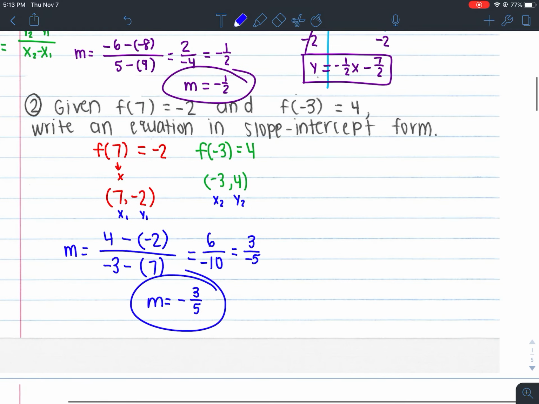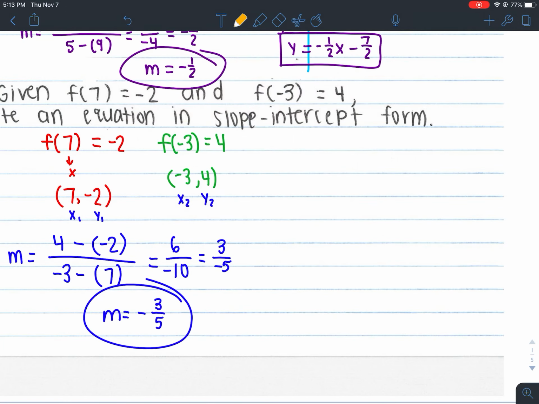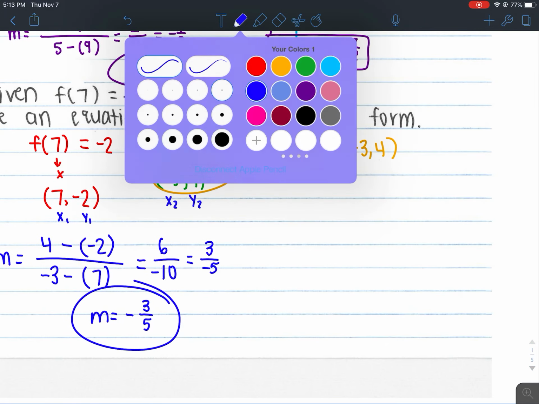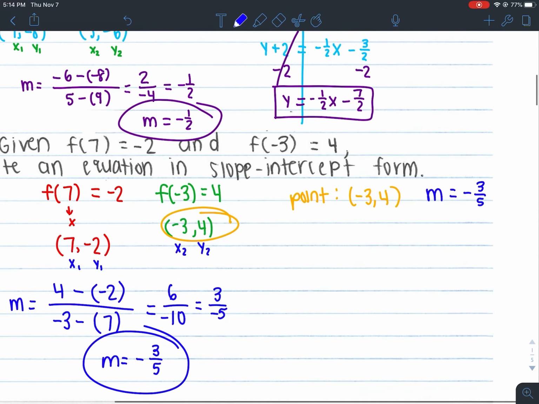But this is not my answer, just part of my answer. We've done half the work. Now we've got to do the other half, which is actually put it in slope-intercept form. Well, let's pick a point. Doesn't matter what point we choose. Let's pick the point negative 3, 4. And then we're going to use our slope of negative 3 over 5. So again, we need point-slope form, and the reason we have to do point-slope form is because we're not already given the y-intercept. So that's why we have to keep going.